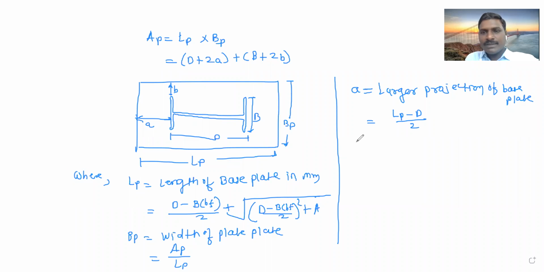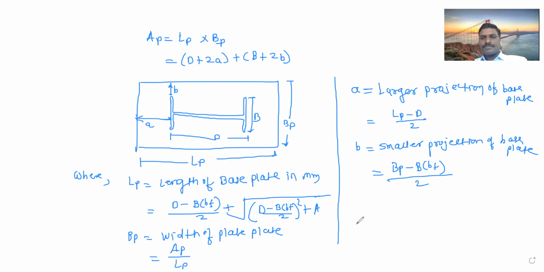Yes, sir. Then we have to calculate B. So what is B? B is the smaller projection of base plate. The smaller projection of base plate is again calculated as BP minus B, where B is nothing but width of flange, divided by 2. The same formula for A and B we have to use.